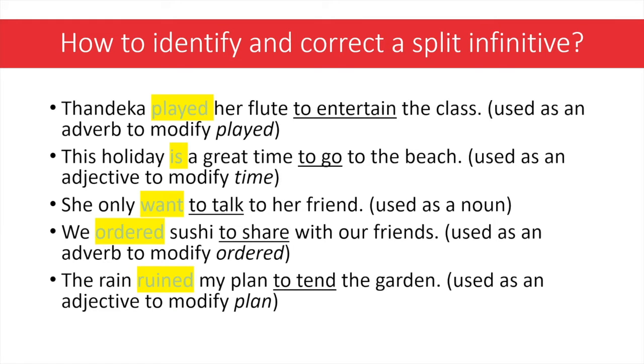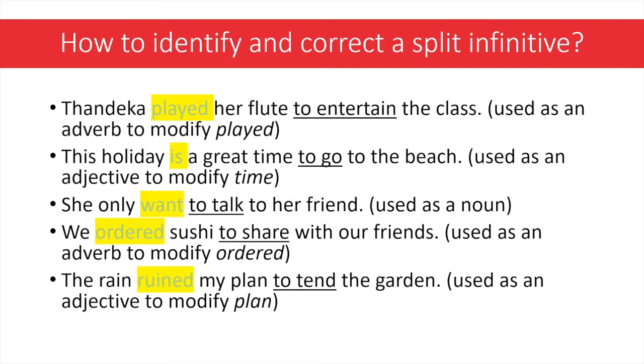The finite verb or the linking verb is, because the linking verb's job is to link a noun to a noun or a noun to an adjective. And here, of course, its function is to be an adjective. Then, she only wants to talk to her friend. Interesting. We ordered sushi to share. Once again, do you see different functions here? To talk there could be a verb, a noun, and ordered is definitely an adverb.